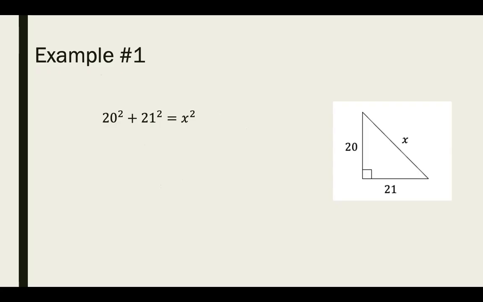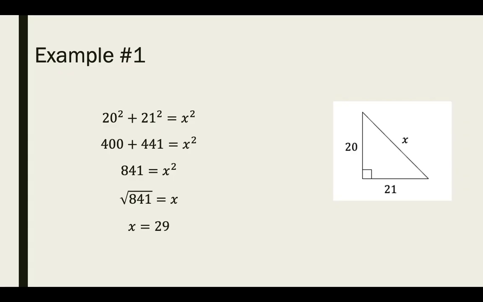Then we are going to do 20 times 20 and 21 times 21 to get 400 and 441. Definitely use a calculator for that. We add those together and get 841 equals x squared, which means that x is the square root of 841, which again, if you use a calculator to calculate that square root, you get x equals 29.